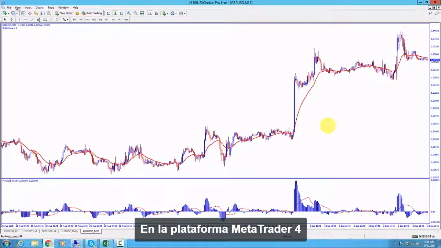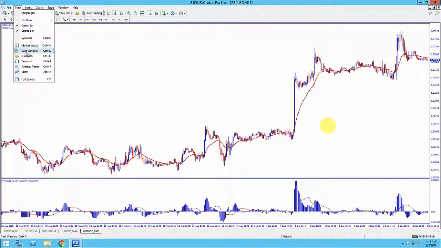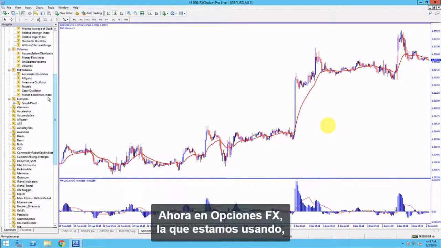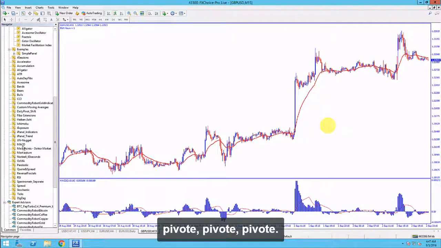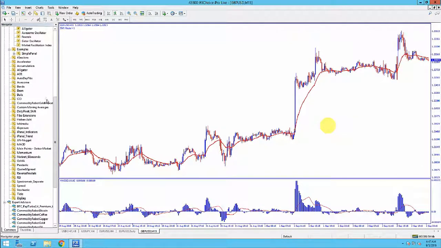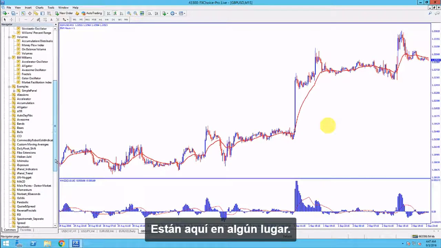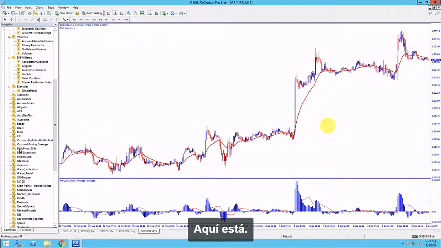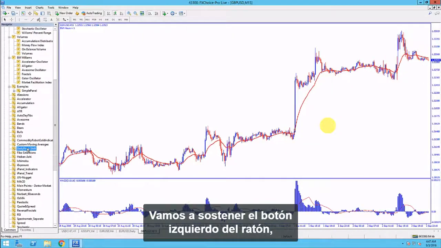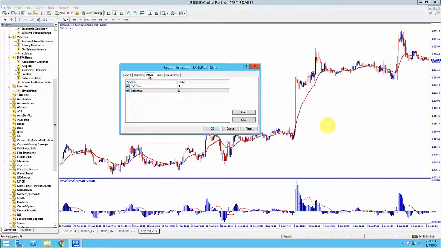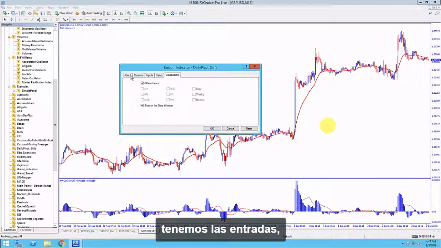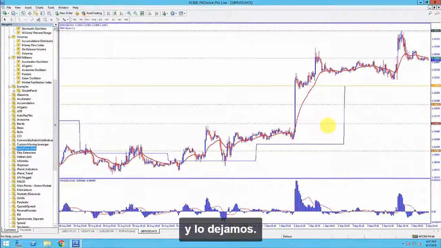In the MetaTrader 4 platform, you can view the Navigator. Now, FX Choice is the one we're using. You can see here, let's look for pivot. They're here somewhere. Here it is, daily pivot shift. So we're going to hold the left mouse key down, draw it over, got the inputs. Okay. And drop it.